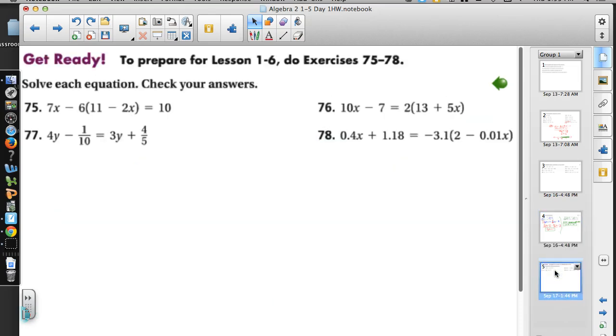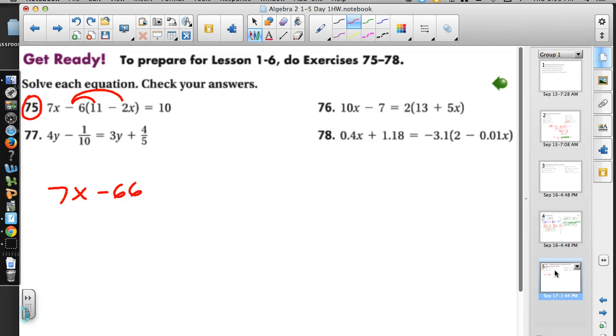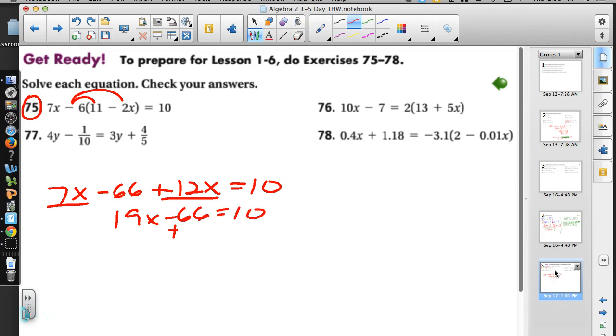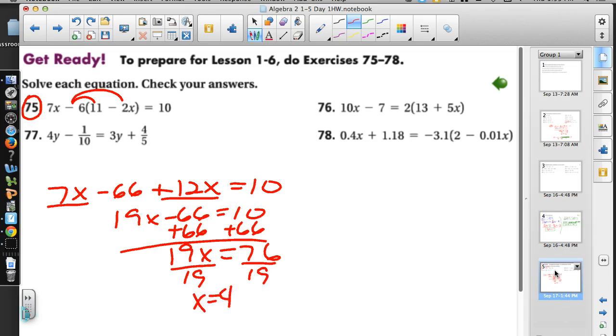Then, next one on the list is 75. 75, we have 7x, and then we have to distribute that -6. -6 times 11 is -66. -6 times -2x is plus 12x equals 10. Then we have to combine like terms. 7x plus 12x is 19x minus 66 equals 10. Add 66 to both sides. 19x equals 76. Divide both sides by 19, and x equals 4 for problem number 75.